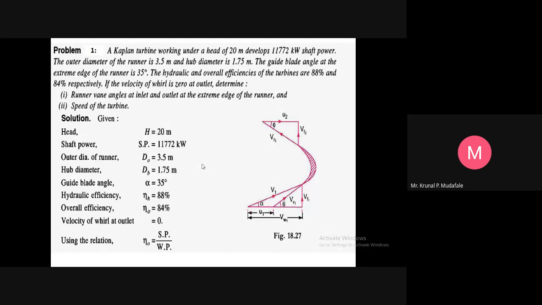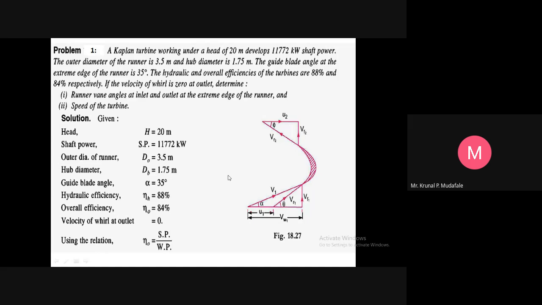What is that hub? It is where the moving blades are to be attached. That is called the hub, or the boss diameter. So the outer diameter of the runner is 3.5 meter and the hub diameter is 1.75 meter. These are denoted by capital D suffix O for the outer, and capital D suffix B for the hub. So DO is the diameter of the runner and DB is the diameter of the hub, right?